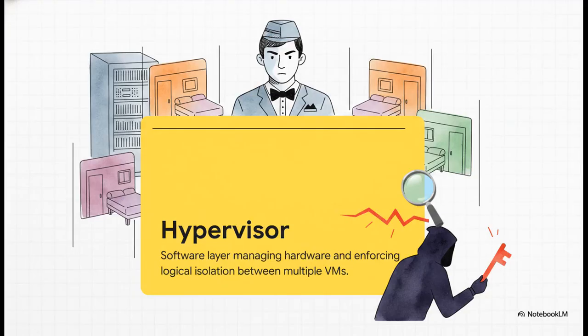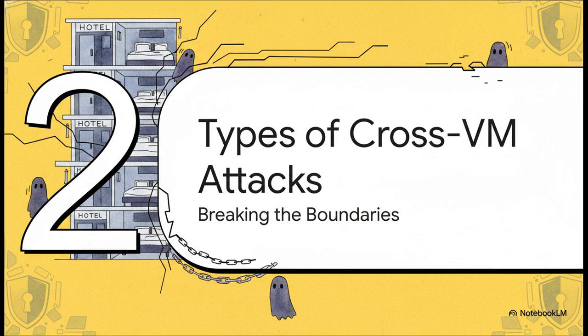Now, to understand how attackers actually breach this setup, we have to understand the hotel manager, so to speak, and that's the hypervisor. This is the crucial software layer that's tasked with managing the hardware and enforcing logical isolation between all the different VMs running on that single shared physical server. It's the boss. It dictates who gets CPU time, who gets memory, and it's supposed to guarantee that one guest can't go peeking into another guest's room. But what happens when attackers just bypass the manager entirely? Well, that brings us to Section 2, Types of Cross-VM Attacks.